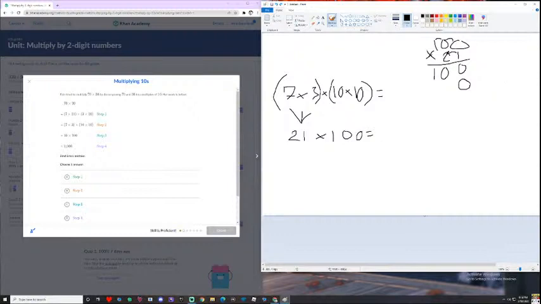So now, 2 times 0 is 0. 2 times 0 is 0. 2 times 1 is 2. Then we add these. Boom. 0, 0, 0. Oh, my bad. That's 1. 1, 1, 2. So 2,100.